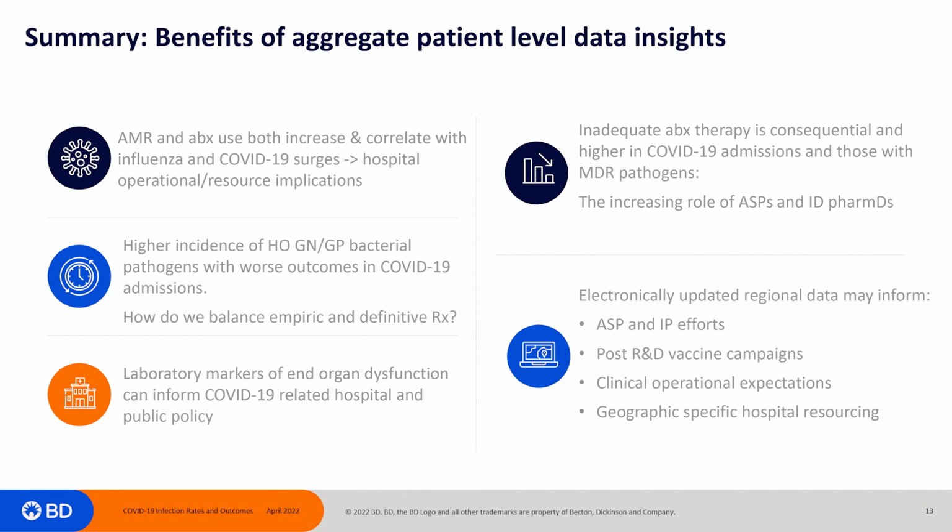And then finally, geographic specific hospital resourcing, knowing what occurs in your geography and therefore your patient case mix is important because we are in such a large country. You should know the pathogens and the strains that occur in and around the community that you serve.